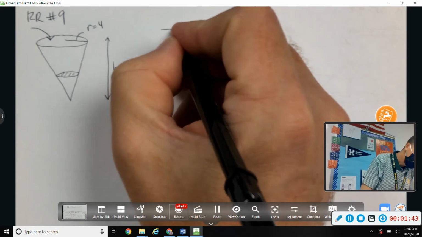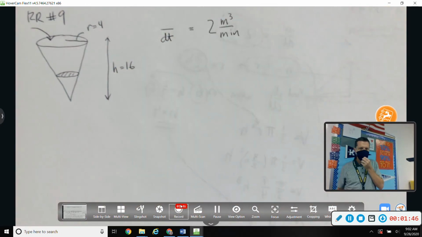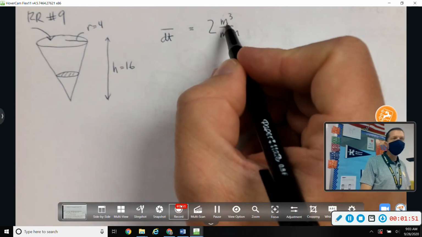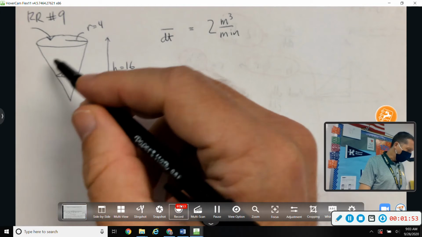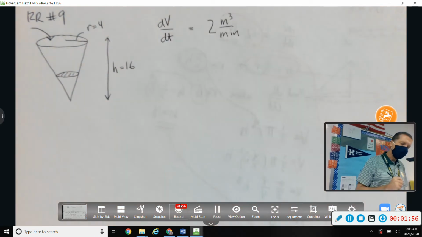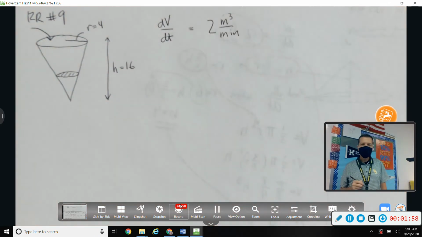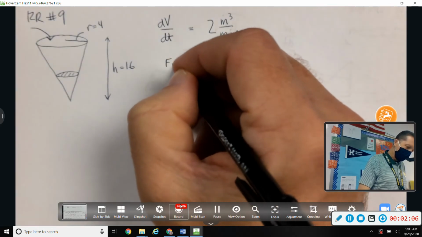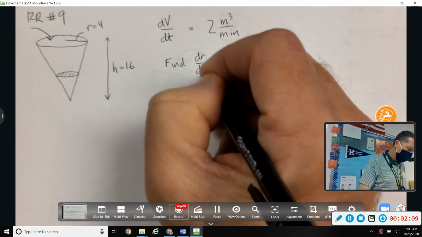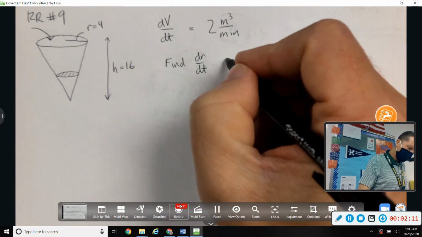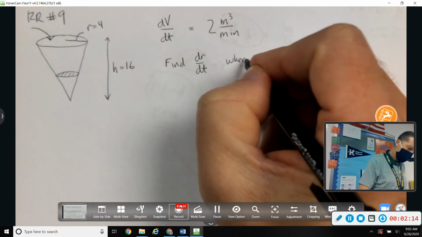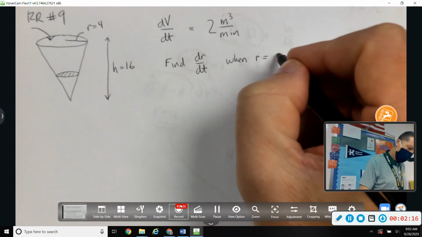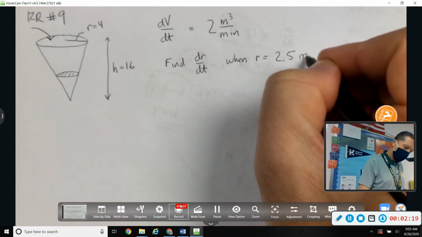Well, rate automatically means d something dt, and I can look at the units and see m cubed and know that that's volume, or I can read the problem and it's talking about volume. So dV/dt is 2 meters cubed per minute. How fast is the radius changing? So find dr/dt. And the radius is equal to 2.5 meters.